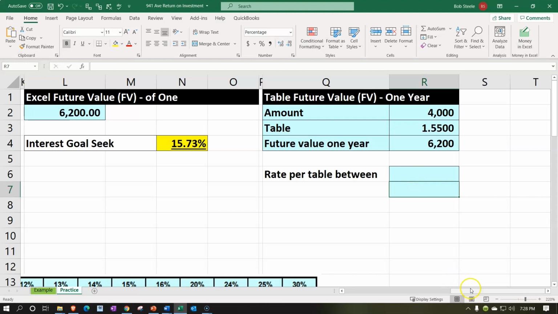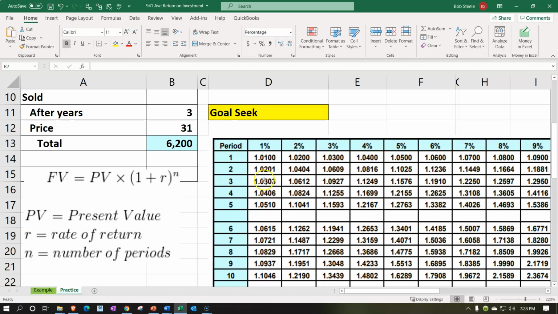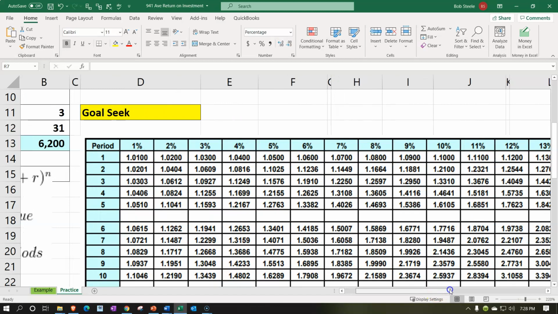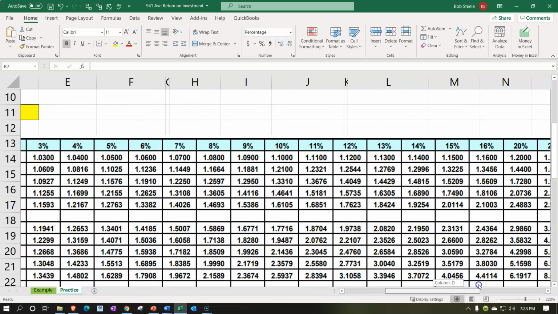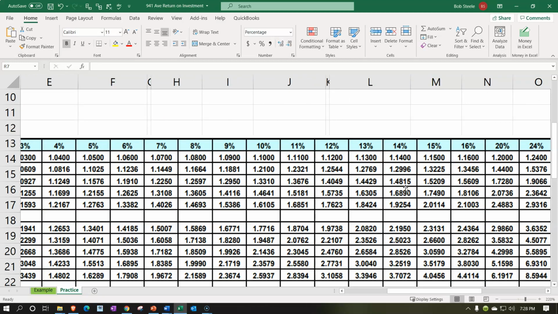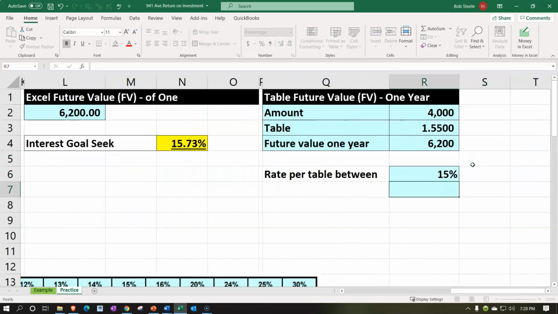So that means if I go to my table, I know the number of periods here are 3, and I know that the amount on the table should be 1.55. So if I go to my table, I'd say there's my periods 3, and I'm looking for 1.55 in the 3 row. 1.55 in the 3 row is going to be around here, it's somewhere between 15 and 16, right? 1.55 between 15 and 16, which is of course what we would expect because it's 15.7. So we know it's between 15 and 16.